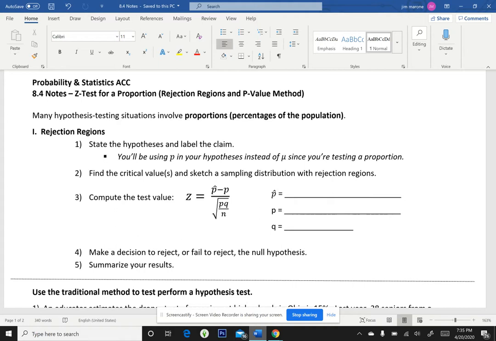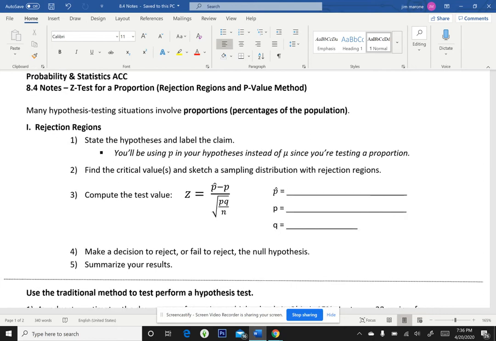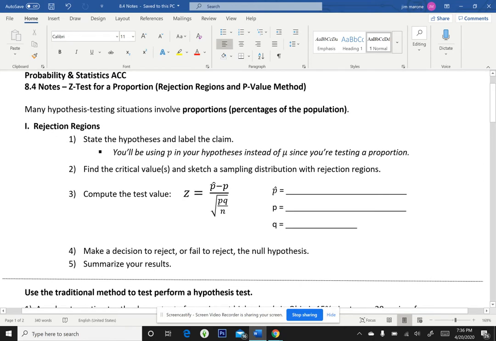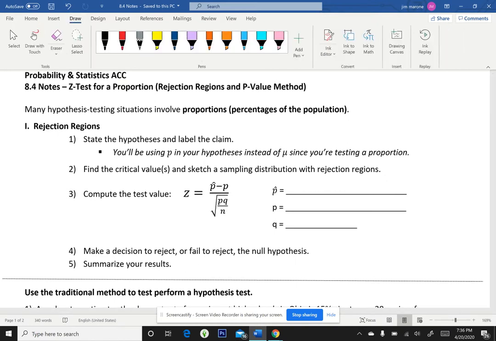Today, we're going to continue with hypothesis testing. And it's good because if you got 8.1 to 8.3, then you should get 8.4 really easily. So we're going to do a Z test for a proportion, and it's rejection regions and p-value methods. Since we already went through that with the first three sections, we already know how to do both methods. So we're doing a Z test for a proportion.